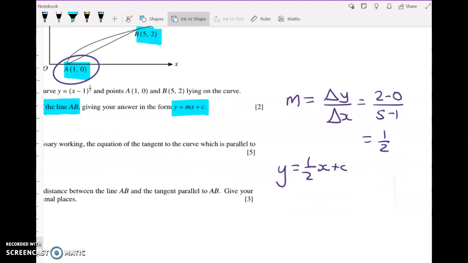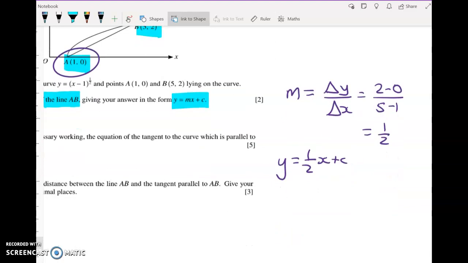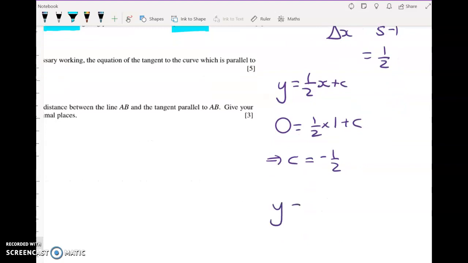Now I'm going to sub in one of those points. I chose to sub in A because it's got a 0 in it. So 0 is equal to 1/2 times 1 plus c. So c is equal to negative 1/2. And that gives me the equation of that straight line as y equals 1/2 x minus 1/2.